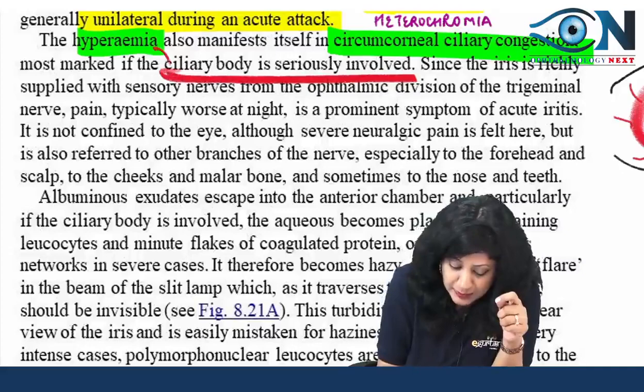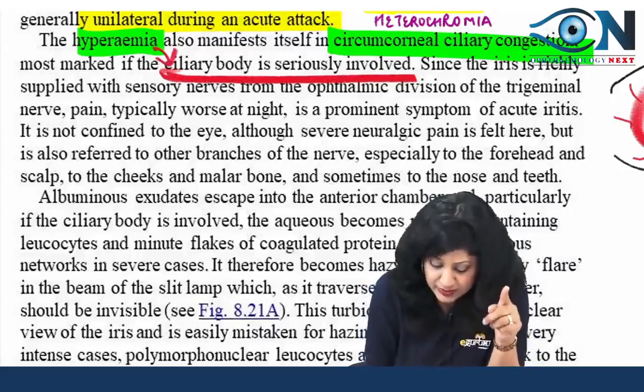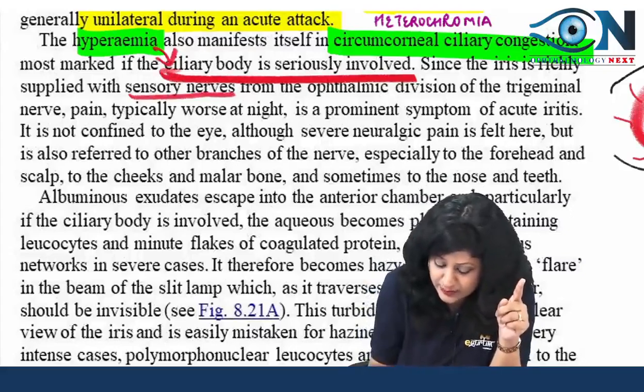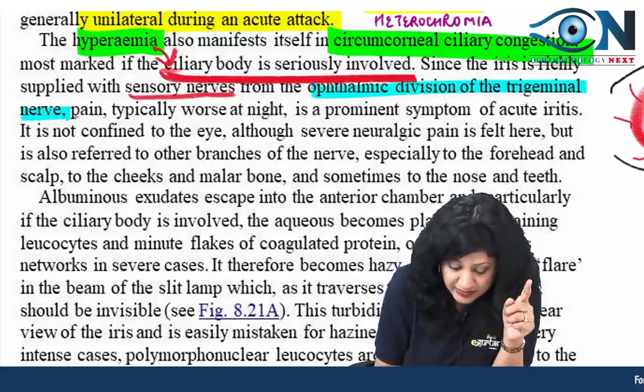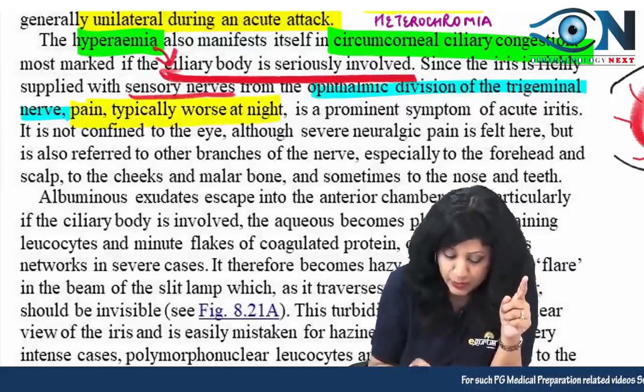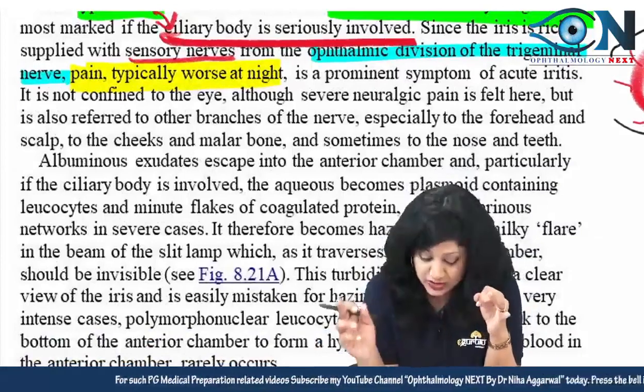It is most marked if the ciliary body is seriously involved. So this hyperemia will be more if more and more ciliary body is involved, since the iris is richly supplied with sensory nerves. And what is the supply? The ophthalmic division of the trigeminal nerve. Pain is there, and that is worse at night. Again, a very important symptom. So we will have circumcorneal congestion, we will have pain, and especially pain which is worse at night.